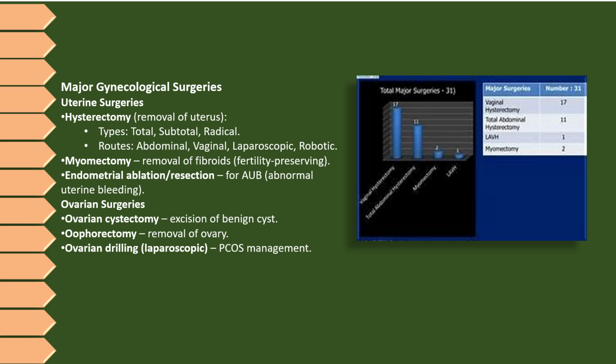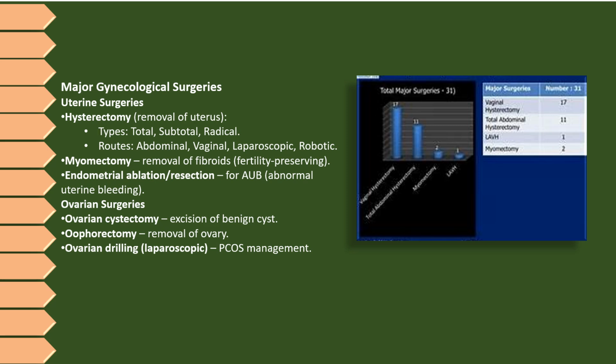When we shift to the ovarian surgeries, the most common is the ovarian cystectomy, in which we excise the benign cyst, just to remove the cyst and preserve fertility. In oophorectomy, we remove the ovaries. This surgery is performed in advanced cases of cyst, and if there is a tumor or a malignancy, then we remove the ovary. This procedure is called oophorectomy.